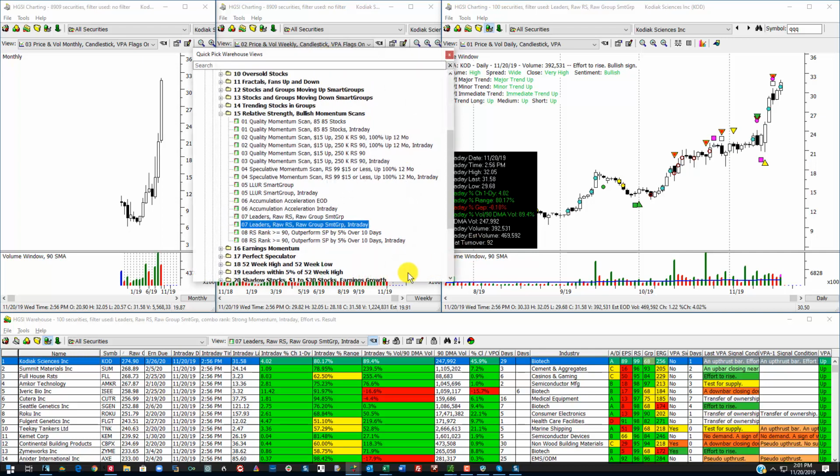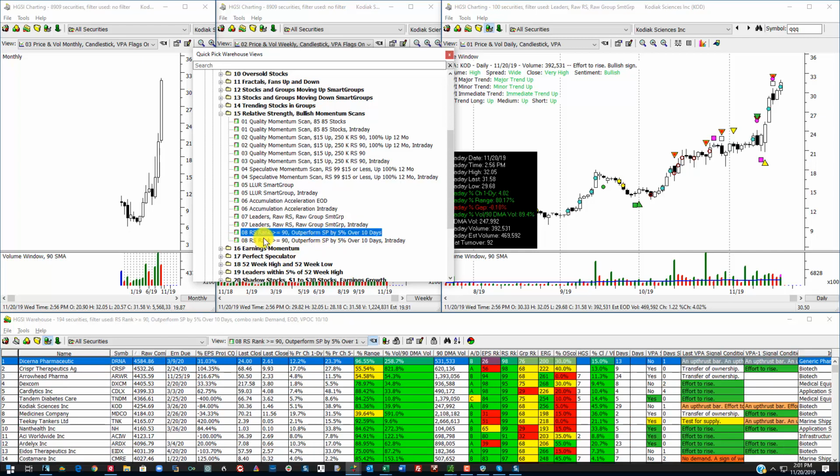Okay, and I'm going to move down to the final view in these two videos on relative strength. And this is RS rank 90. These are stocks that are outperforming the S&P by 5% over 10 days. And I put this together when the market was weak. I wanted to see which of the stocks in a down market were outperforming the S&P by 5% over 10 days. And this is what I came up with.